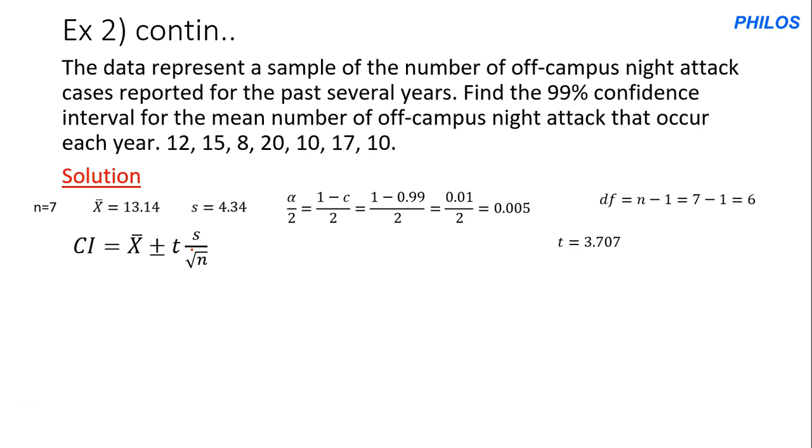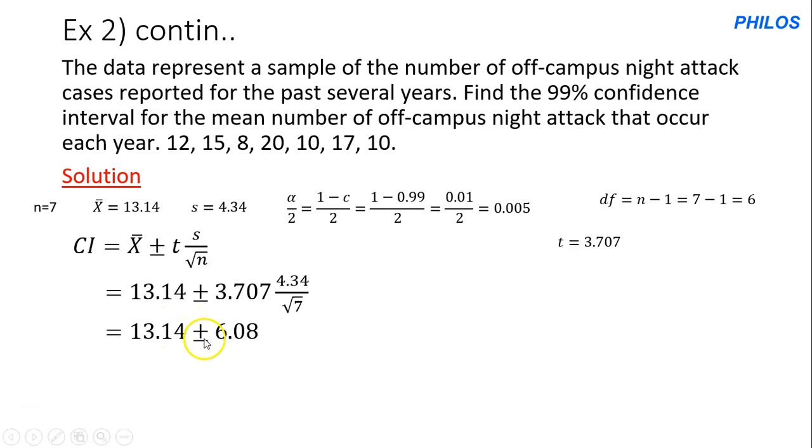So let's substitute in the formula. Since our sample mean is 13.14, we substitute there. So 13.14 plus or minus, we got a t-score of 3.707, so we substitute that times our sample standard deviation, which is 4.34. And the sample size is 7, so we have root 7. 3.707 times 4.34 over root 7 will give you 6.08.